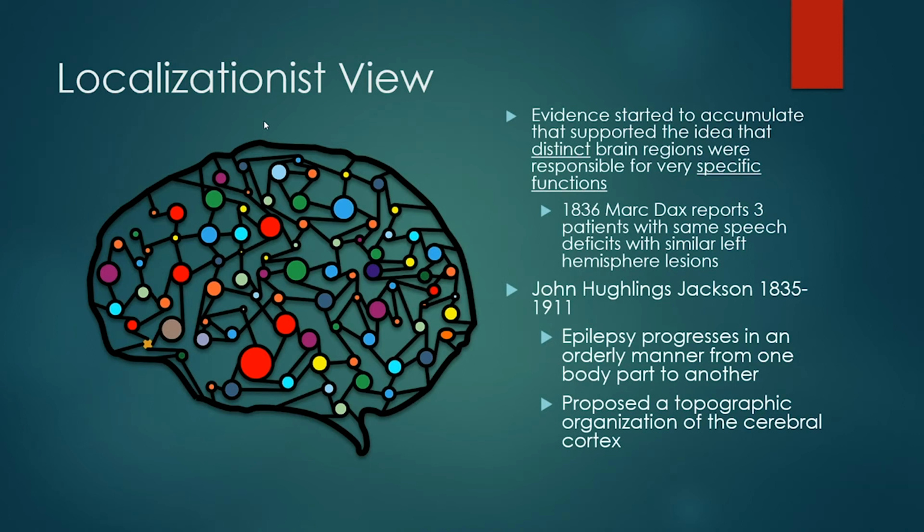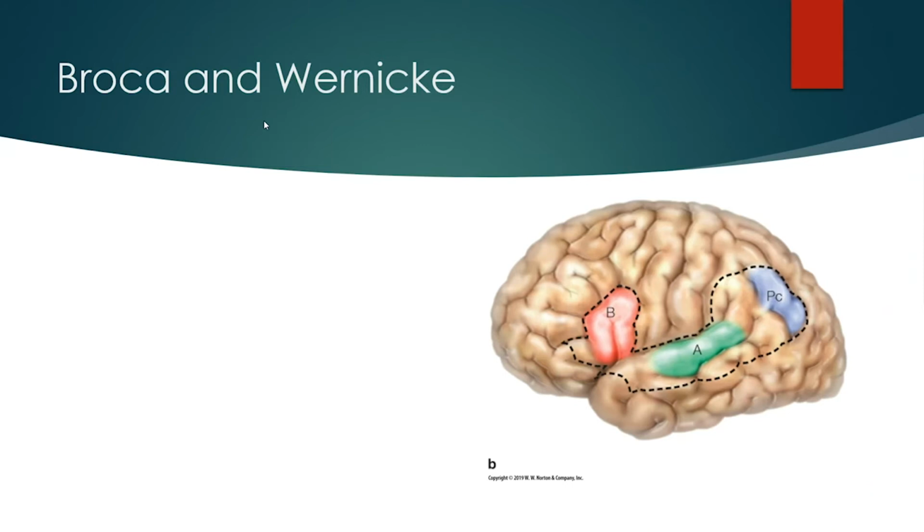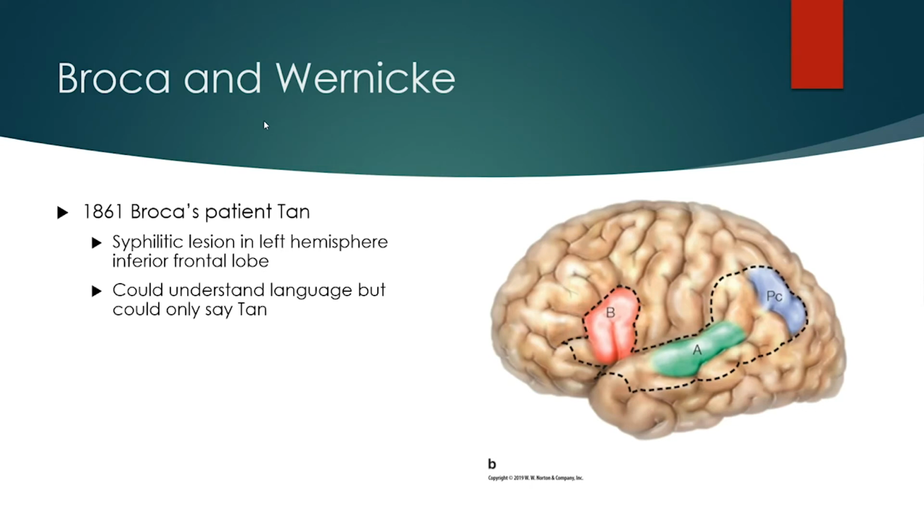And the other evidence that came in, like I mentioned, was Broca and Wernicke, right? These are findings that are talked about in every single intro psych class. Broca had a patient that he called Tan because that was all the person could say, but the person could understand everything you were saying to him. It was very specific to his ability to actually produce the speech, right?